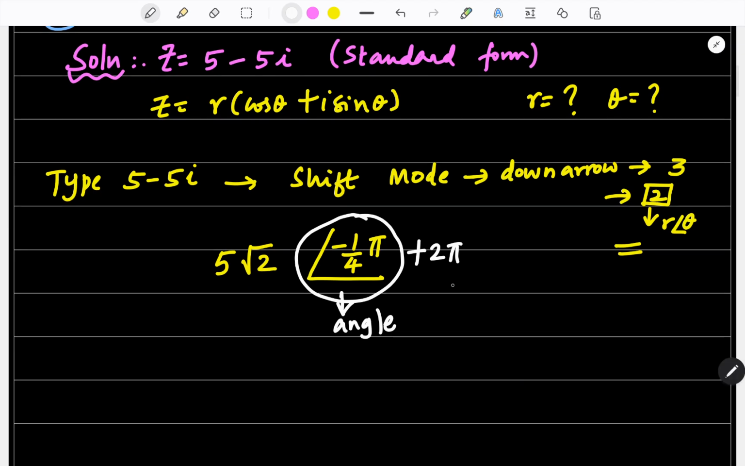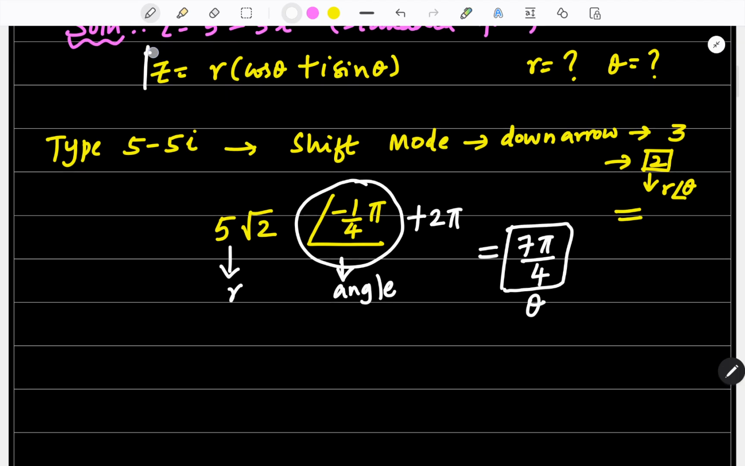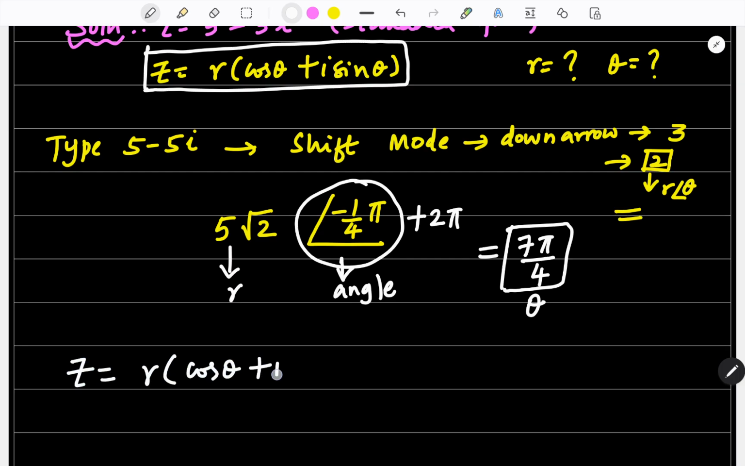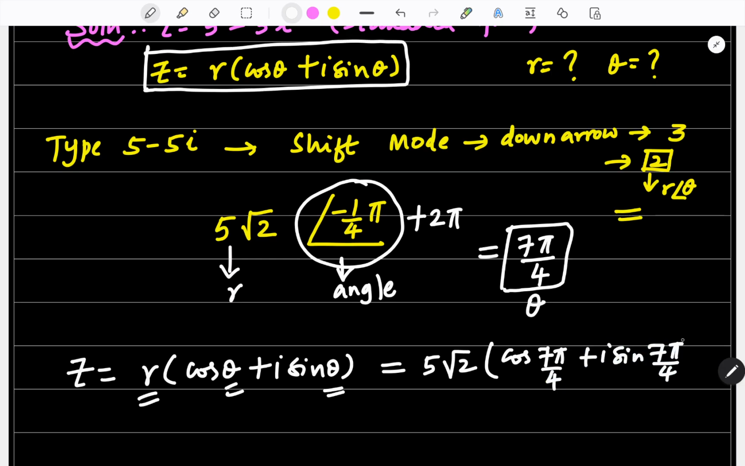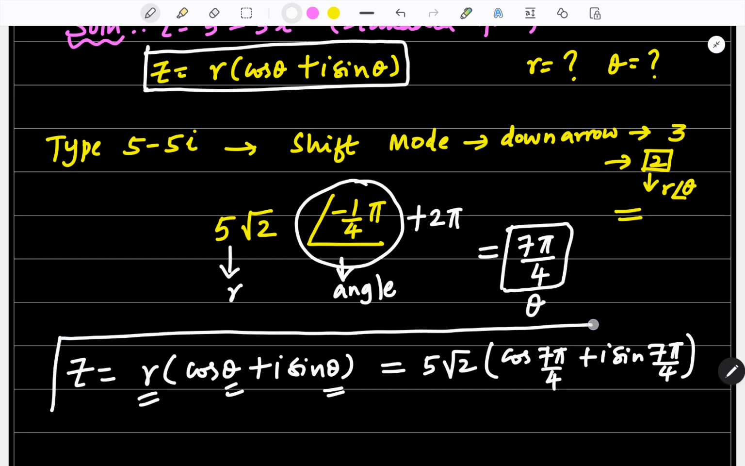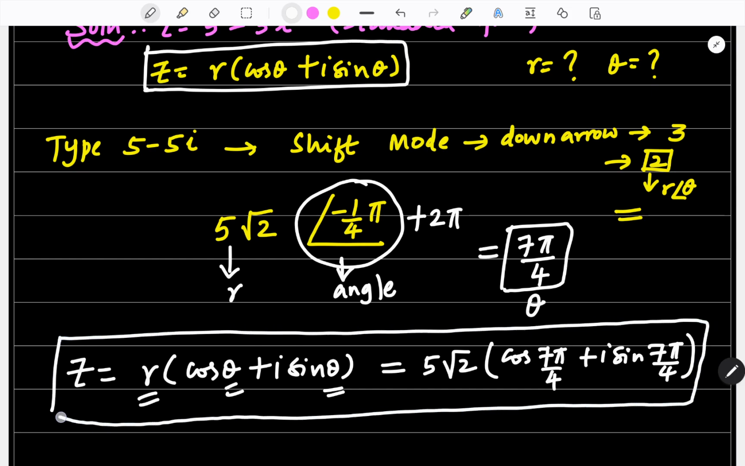So what happens now? When I add 2 pi to minus pi by 4, if you add in the calculator, it is 7 pi by 4. So this is my r and this is my theta. In the formula, we are going to substitute. So z is equal to r bracket cosine theta plus I sin theta. My r is 5 root 2 and my theta is 7 pi by 4. So z equals 5 root 2 cosine 7 pi by 4 plus I sin 7 pi by 4. Very easy. No need to remember any formulas. Just remember what to do in the calculator.